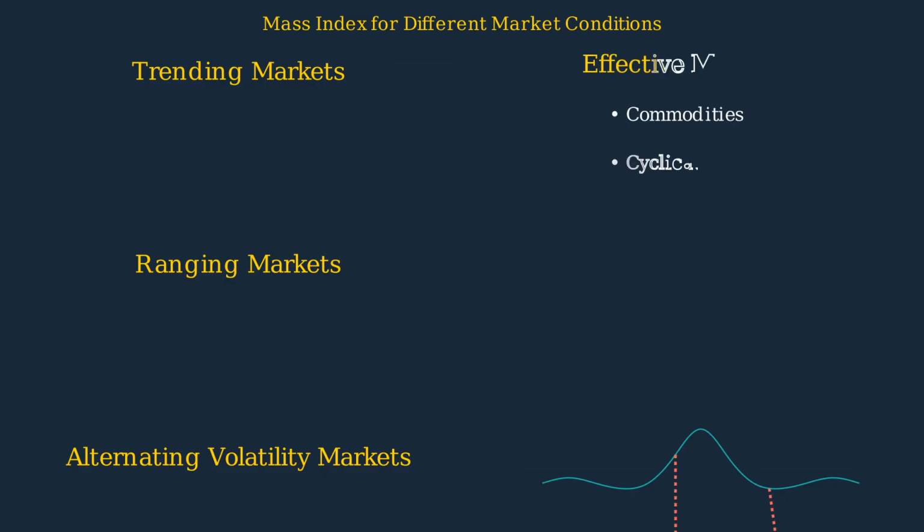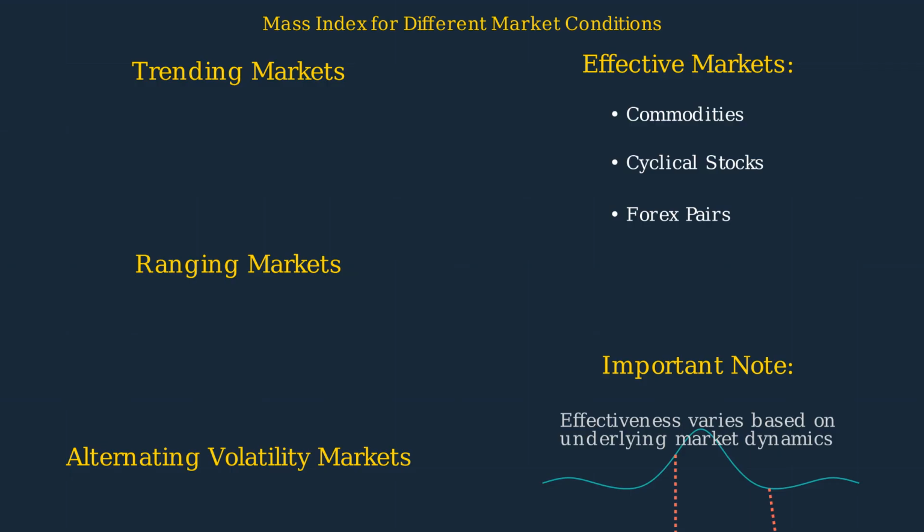The mass index works especially well in certain commodity markets, cyclical stocks, and some forex pairs that exhibit these volatility patterns. Traders should be aware that the effectiveness of the mass index varies depending on the underlying market dynamics.